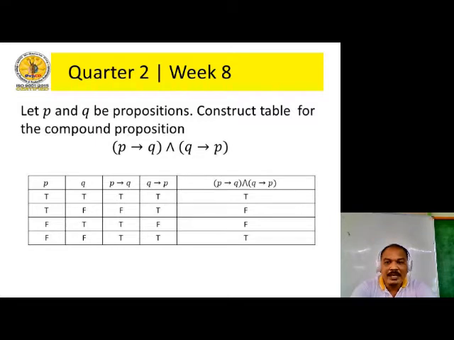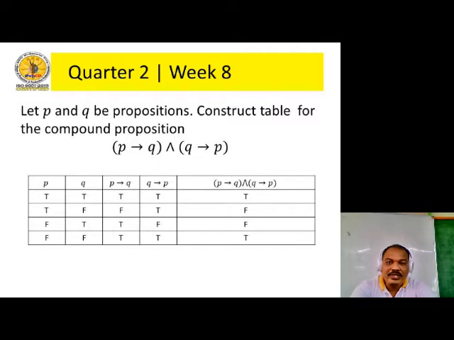P implies Q: both of them are true, so true. True, false will become false because the conclusion is false. False, true: since the conclusion part is true, the statement will become true. If both of them are false, then the statement will become true using the conditional statement.